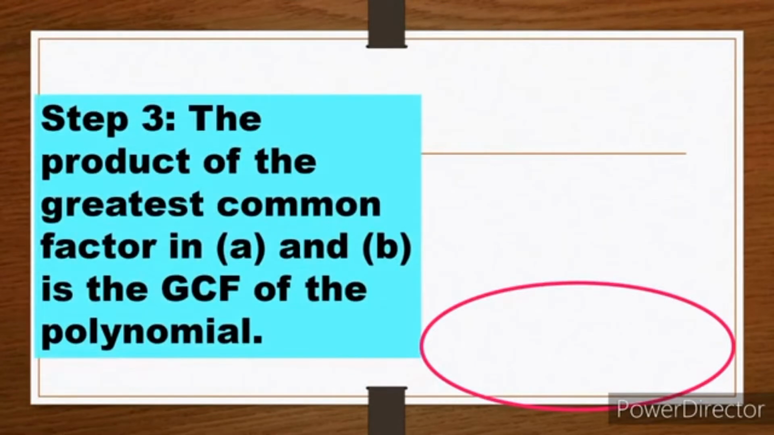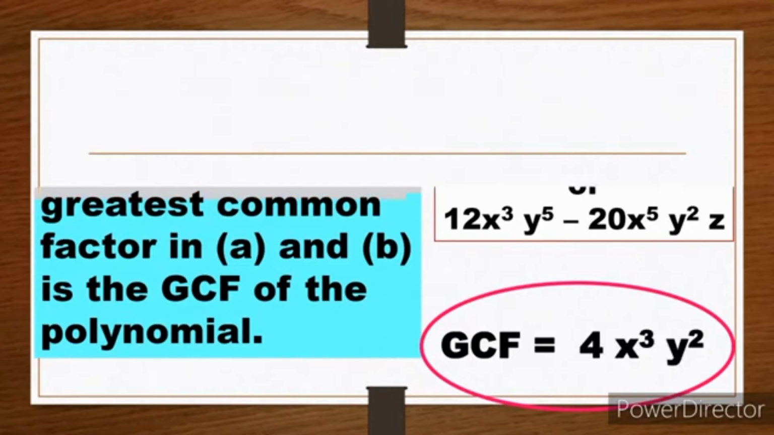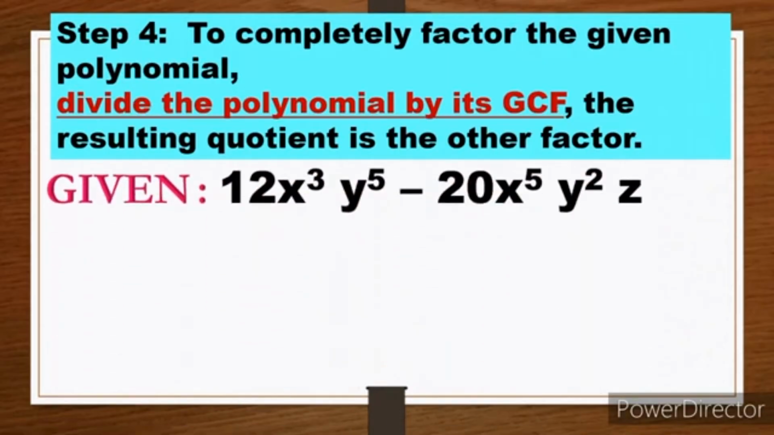Next, we have step number 3. The product of the greatest common factor in A and B is the GCF of the polynomial. Hence, 4x cubed y squared is the GCF of 12x cubed y raised to 5 minus 20x raised to 5 y squared z. Again, the GCF is 4x cubed y squared. Step number 4. To completely factor the given polynomial, divide the polynomial by its GCF. The resulting quotient is the other factor.